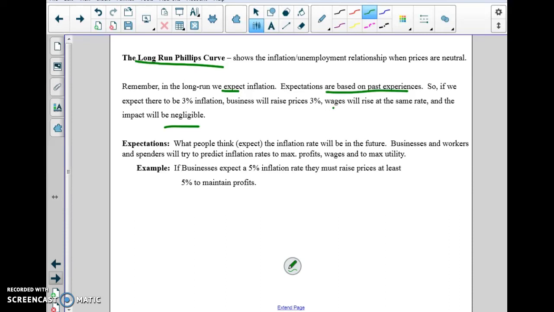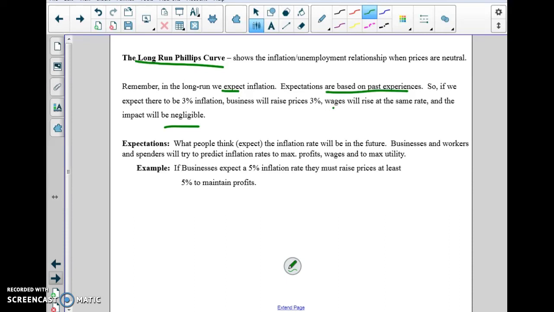So expectations, what people think or expect the inflation rate will be in the future, that's what that means. Businesses and workers and banks and all of us try to predict what that inflation rate is going to be, because that helps businesses maximize their profitability, it helps banks maximize their interest, helps all of us. So if businesses expect 5% inflation, then they will raise their prices by 5% every year. The point is if everybody expects a certain level of inflation, and there is that level of inflation, it's really negligible. Because if prices go up by a certain level, but wages go up by that same level, who cares? Purchasing power has not changed.